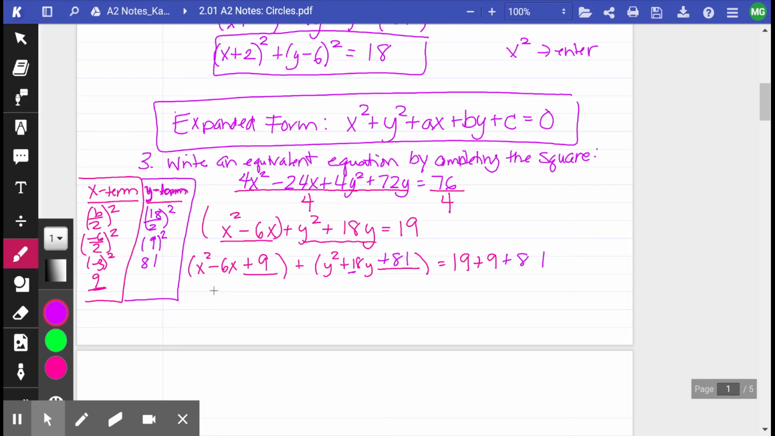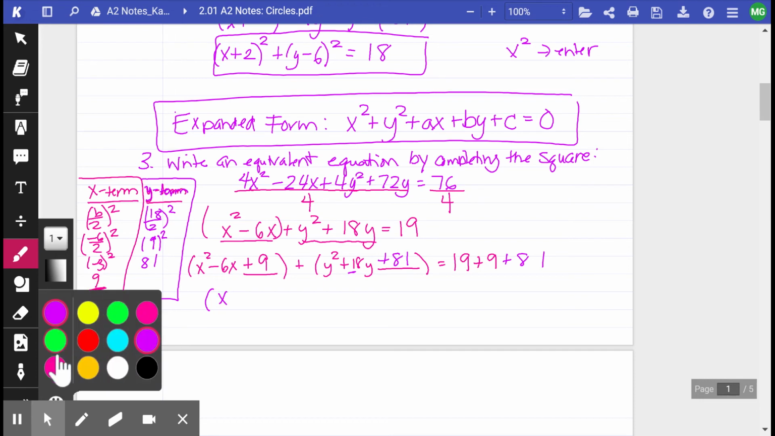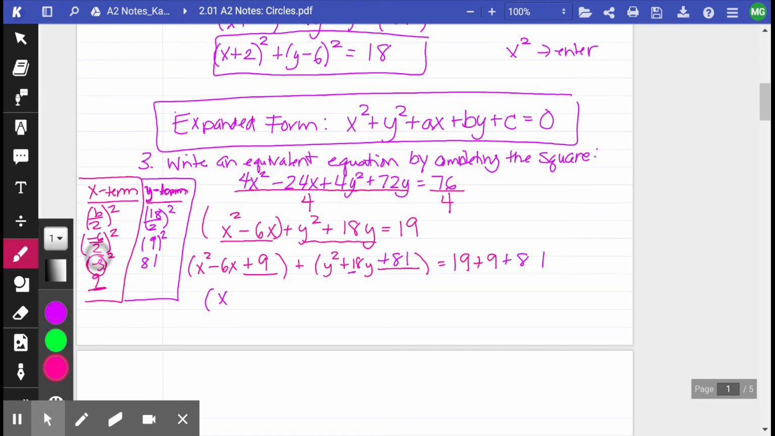All right, so now I want to take my parentheses and rewrite them as perfect squared binomials. So here, just like when we completed the square, I take my x and then whatever b over 2 was before I squared it. So b divided by 2, negative 6 over 2 is negative 3 squared, plus y plus b over 2. So whatever it was before you squared it, so y plus 9. Remember, you're thinking what times itself gives you 81 and what plus itself adds to 18. Here you're thinking what times itself multiplies to 9 and adds to negative 6. Add up your 19, 9, and 81 to get 109.